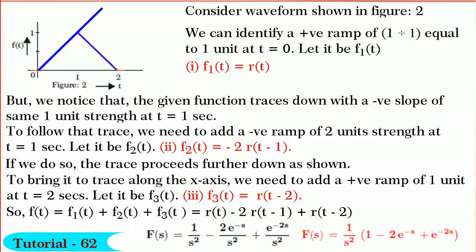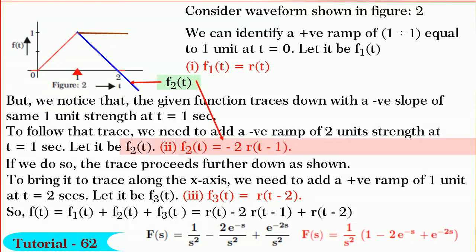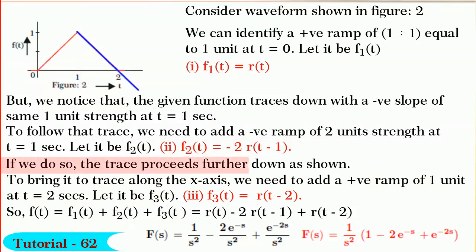To follow this trace, we need to add a negative ramp of 2 units at t equal to 1 second. Double the slope, because if we add a negative ramp of 1 unit, the trace follows horizontally as shown. To turn the trace along the given downward direction, we have to add another negative ramp of 1 unit at t equal to 1 second. So, f2(t) is equal to -2 r(t-1).